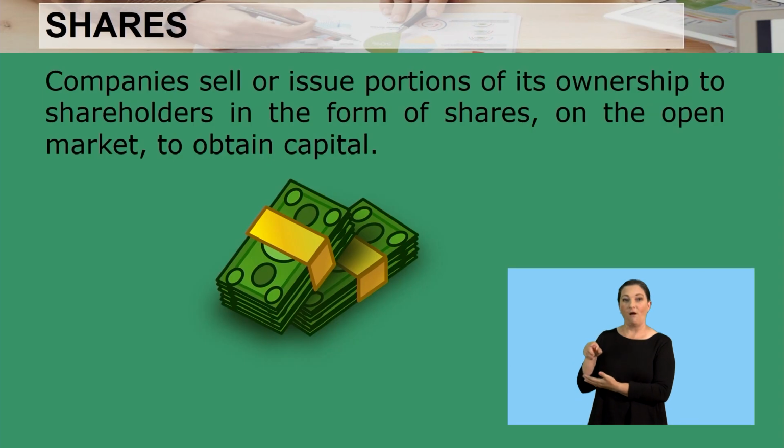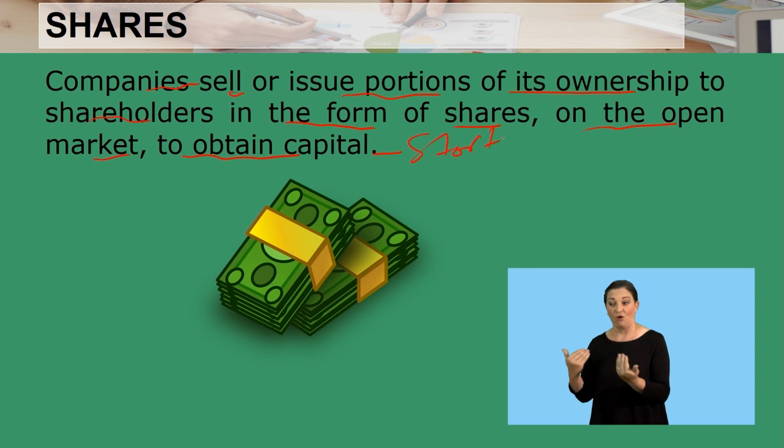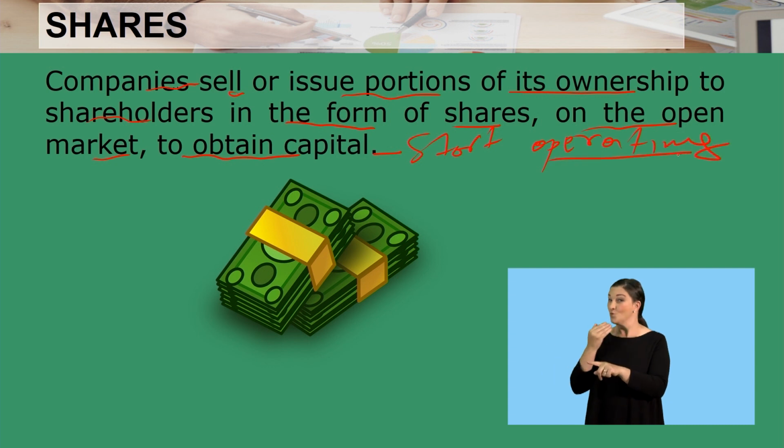Then we have shares. Shares now are what the company would be selling for one to become an owner. So companies sell or issue a portion of their ownership to shareholders in the form of shares on the open market in order to obtain capital, which is what they'll use to start operating their business. So for them to operate their business, they need capital, and they get that capital by selling shares, which makes an individual a shareholder who would be having a certificate that says, I am a shareholder, basically I am an owner of a company. So the impact of shares now, what are the positives?